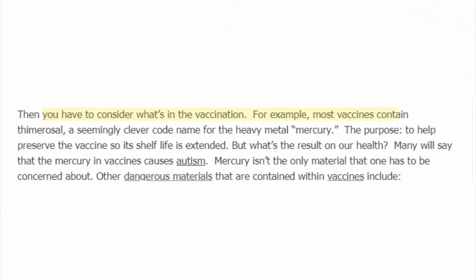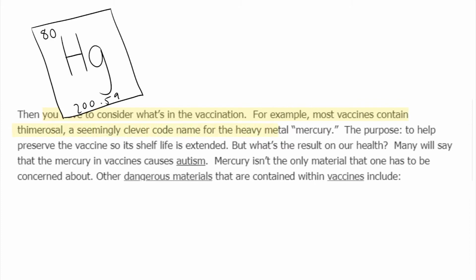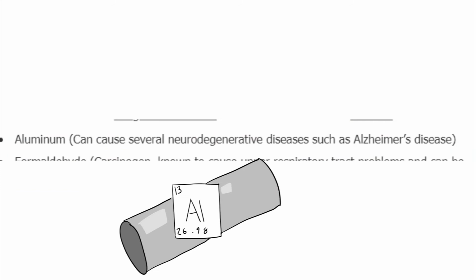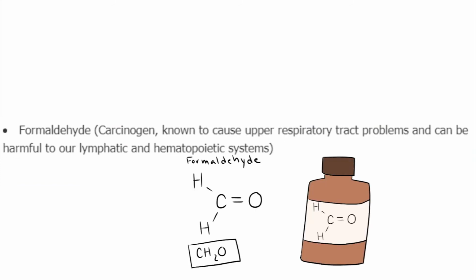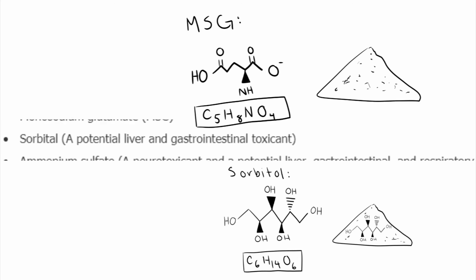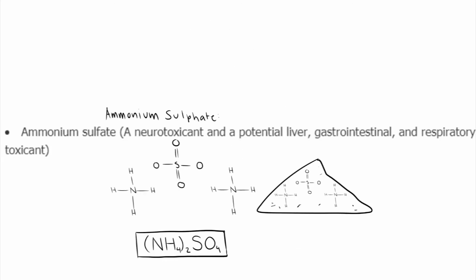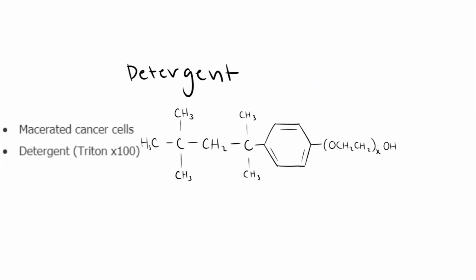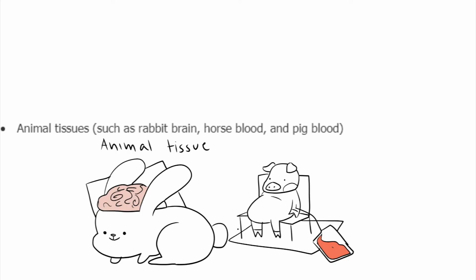For example, most vaccines contain thimerosal, a seemingly clever code name for the heavy metal mercury. The purpose, to help preserve the vaccine so its shelf life is extended. But what's the result on our health? Many will say that the mercury in vaccines causes autism. Mercury isn't the only material that one has to be concerned about. Other dangerous materials that are contained within vaccines include: aluminum, can cause several neurodegenerative diseases such as Alzheimer's disease. Formaldehyde, carcinogen, known to cause upper respiratory tract problems and can be harmful to our lymphatic and hematopoietic systems. Monosodium glutamate. Sorbitol, a potential liver and gastrointestinal toxicant. Ammonium sulfate, a neurotoxicant and a potential liver, gastrointestinal, and respiratory toxicant. Diploid cells, from aborted fetuses. Macerated cancer cells. Detergent, Triton X100, animal tissues, such as rabbit brain, horse blood, and pig blood.